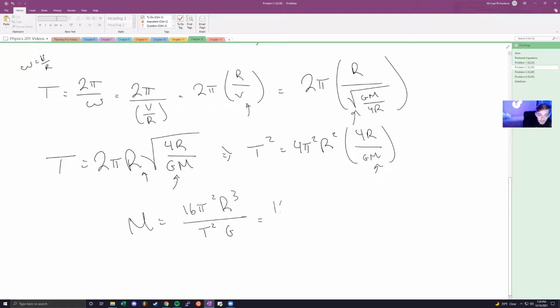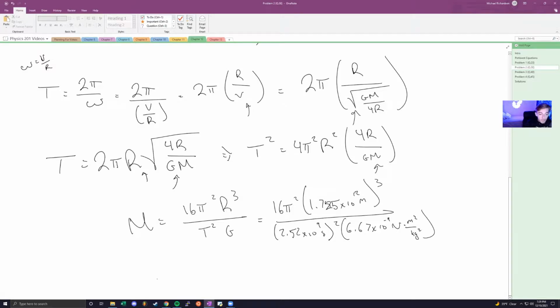And then plugging in numbers for everything, we get 16 pi squared, our radius, which is 1.725 times 10 to the 12 meters cubed, divided by 2.52 times 10 to the 9th seconds squared times our gravitational constant, which is 6.67 times 10 to the negative 11th newtons times meter squared over kilograms squared. And we get that the mass of each star is going to approximately be 1.91 times 10 to the 30th kilograms. So this is for each star.